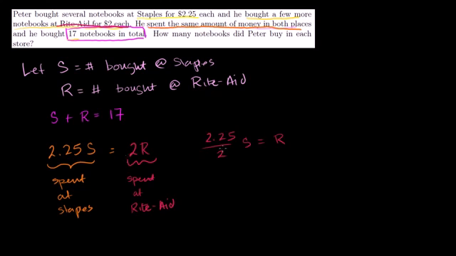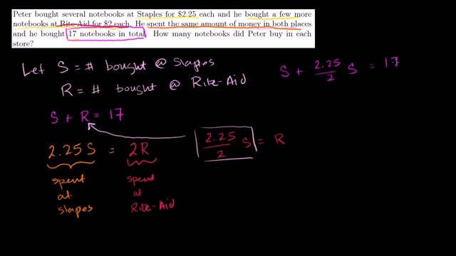So if you take this value and you substitute it in for R right there, this equation becomes S plus, instead of an R, we have 2.25 over 2s is equal to 17. And let's just simplify. So this is 1. We could view this as 2 over 2s, right? The coefficient there is just 1. So we could view this as we have a common denominator. This is the same thing as 4.25 over 2s is equal to 17.